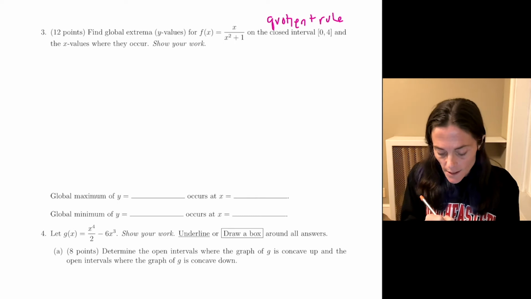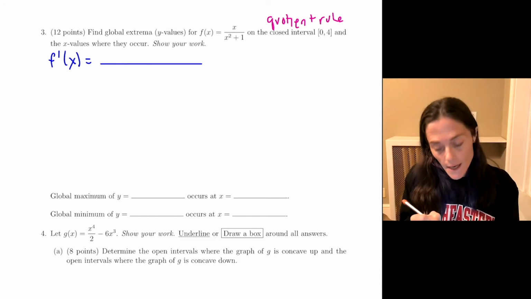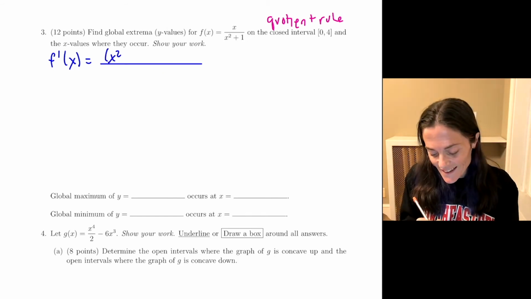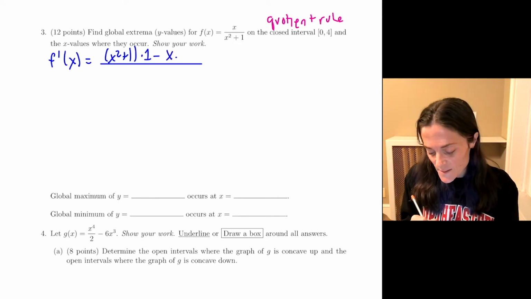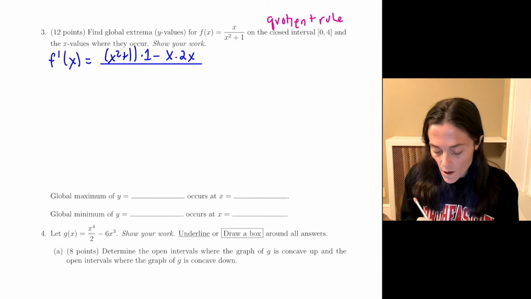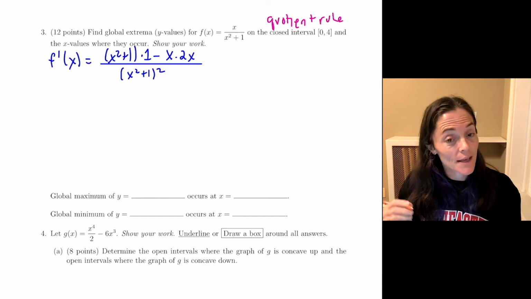Well, let's get started. The derivative, f prime of x. When we do the quotient rule, it goes denominator, which is x squared plus 1, times the derivative of the numerator minus the numerator times the derivative of the denominator, all over the denominator squared. Why are we taking a derivative here?